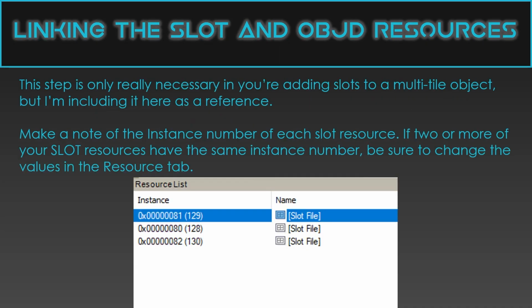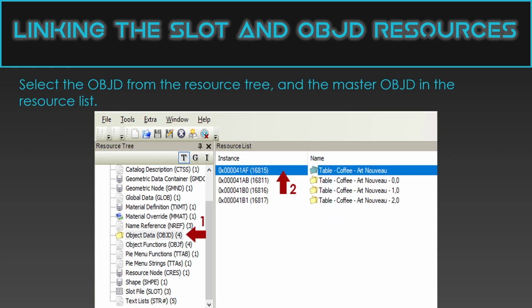Now, if you have a multi-tile object, this is a little bit complicated. We make sure first that we have a slot to correspond to the other tile. If you don't, you just clone the existing slot, and then in the resource tab, change the value so that it's the next highest number. You select the OBJD in the resource tree and the one that you want to coordinate with the slot in the resource list. Each OBJD can be coordinated to a different slot.